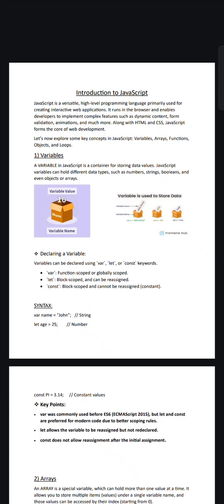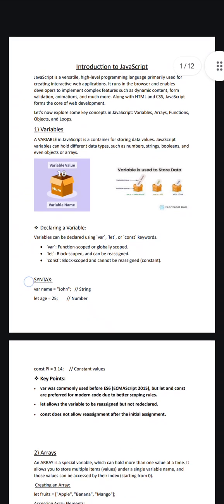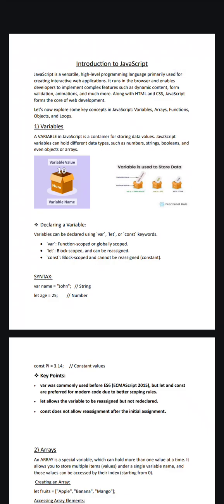First one is variables. A variable in JavaScript is a container for storing data values. It can hold different data types such as numbers, strings, booleans, and even objects or arrays. A variable can be declared using var, let, or const keywords. var is function scoped or globally scoped. But let is block scoped and can be reassigned. The const keyword is block scoped and it cannot be reassigned.